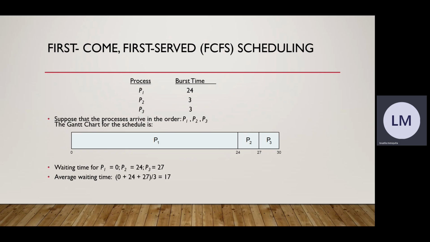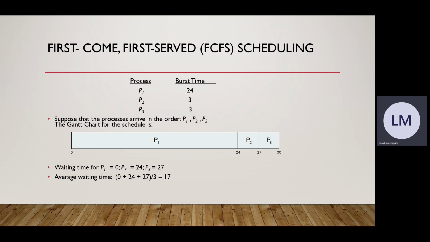FCFS is non-preemptive. Now, because of its non-preemptive nature, the problem of starvation may occur, that is, if the first process is the longest among all the other processes. In FCFS, priority of a process is not considered. Also, the average waiting time is higher as compared to other scheduling algorithms, and FCFS suffers from convoy effect.